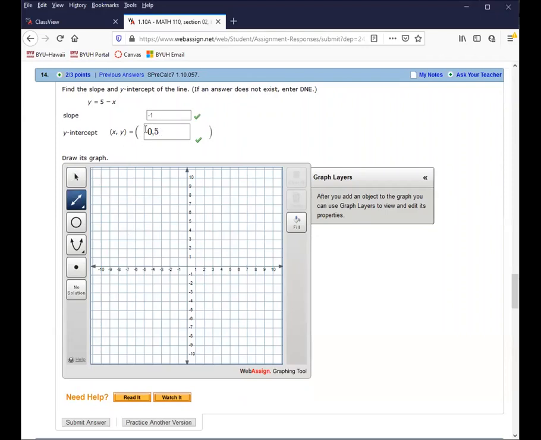Okay, now the first thing you want to do is put a couple of points on the line. And the easiest one is this y-intercept here. So (0, 5), that's up here. So put that there. So click there.